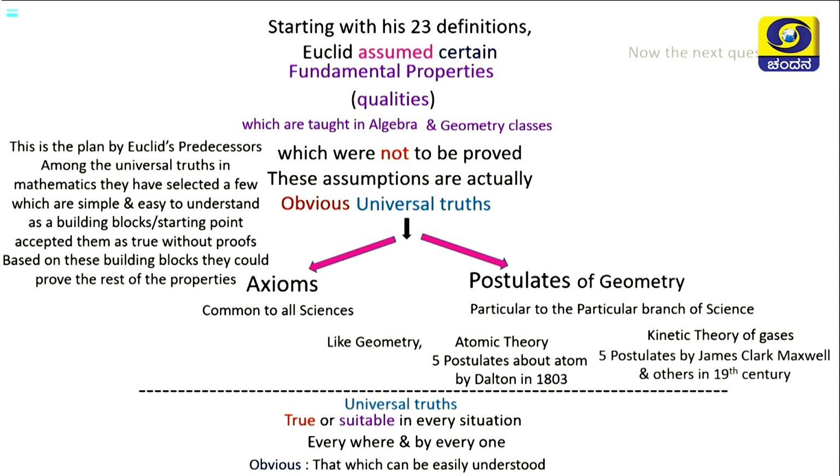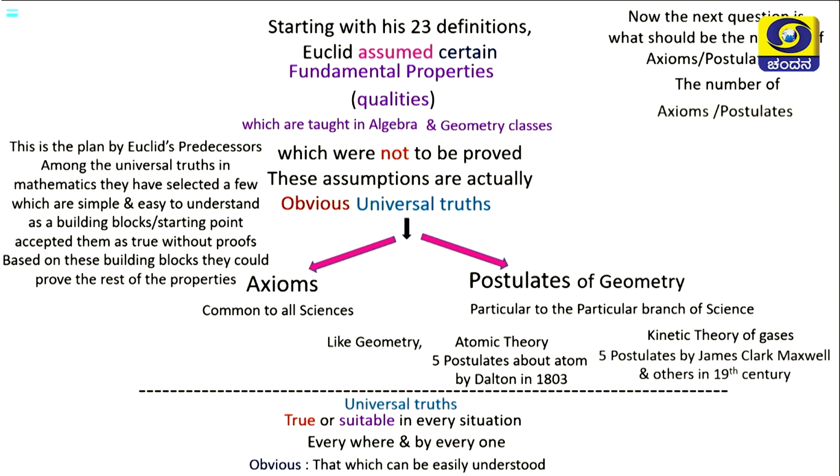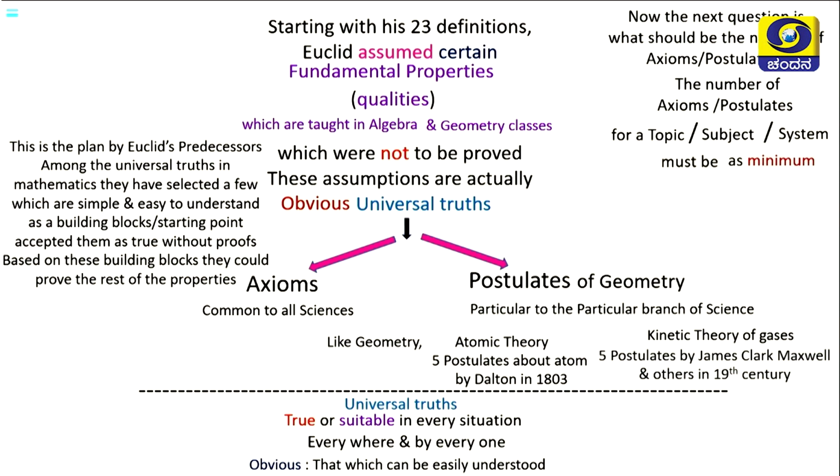Now, the next question is, what should be the number of axioms or postulates? How many axioms and how many postulates one should have? This is a very, very important question. We shall try to attend to this. The number of axioms or postulates for a topic, for a subject or for a system must be as minimum as possible in number. For example, let us consider a triangle, say it has 100 properties.